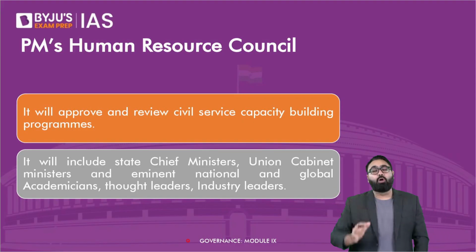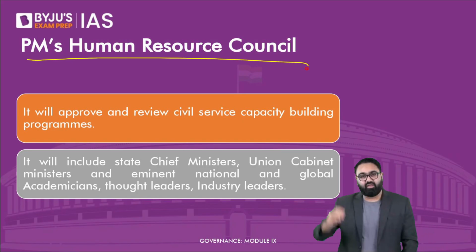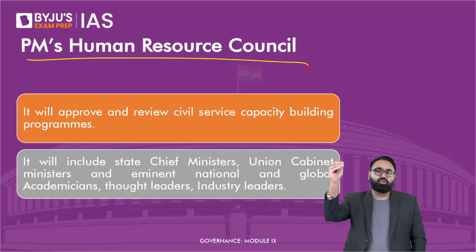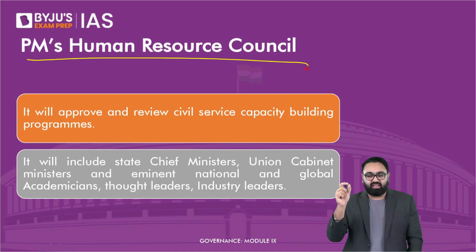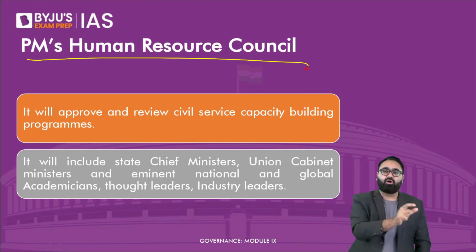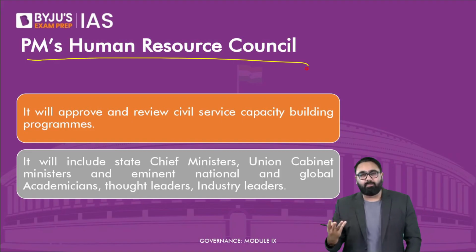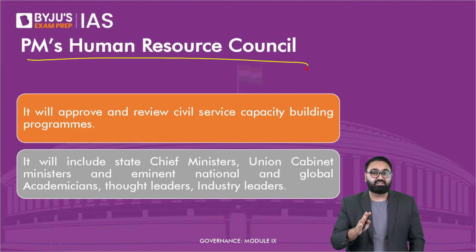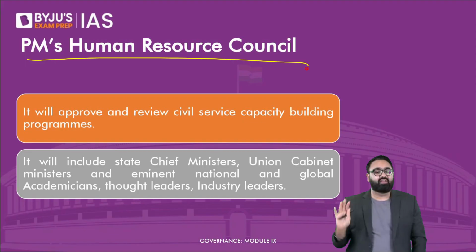At the very top, we have the Prime Minister's Human Resource Council. What do they do? They are the final authority to decide whether a specific course will be listed or not. They are the ones who keep a track of how many people are pursuing the course, which civil servant is doing a good job, which civil servant is not seeing the courses. So they are the final authority sitting at the very top.